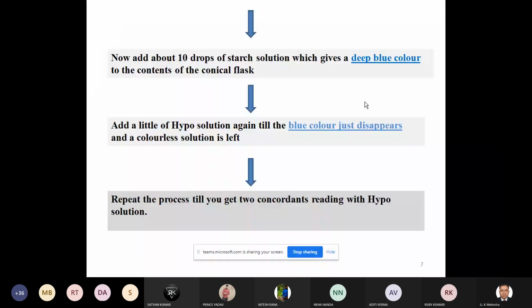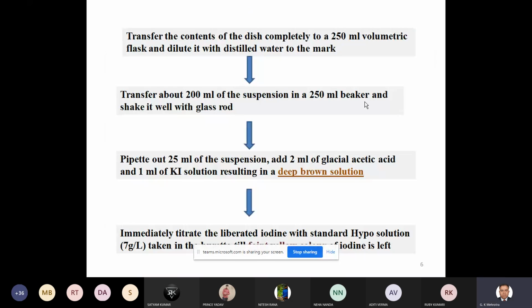Now, after additions of these reagents like acetic acid and KI, you will now titrate it. So immediately titrate the liberated iodine with the standard hypo solution. Hypo solution you have already filled in the burette, whose strength is provided to you. It is 7 gram per liter of strength. Strength is already given in this experiment.